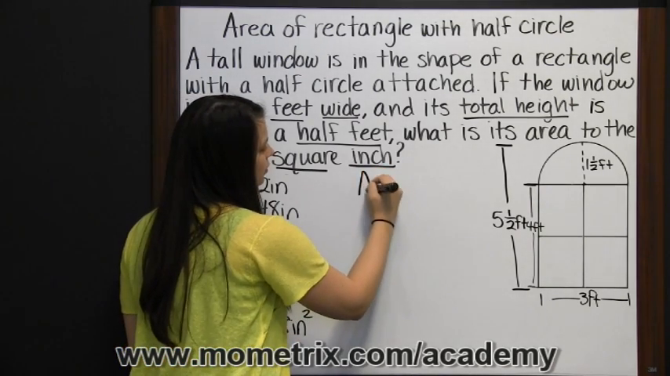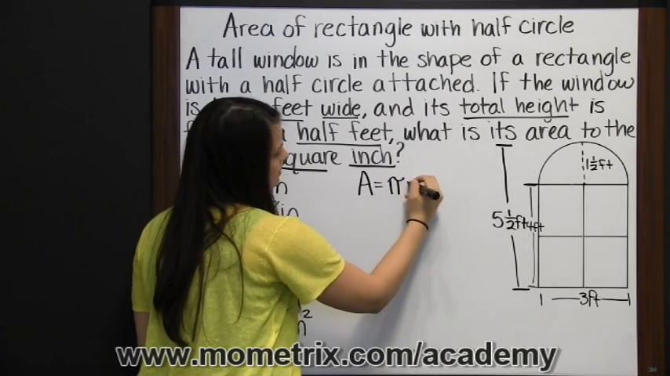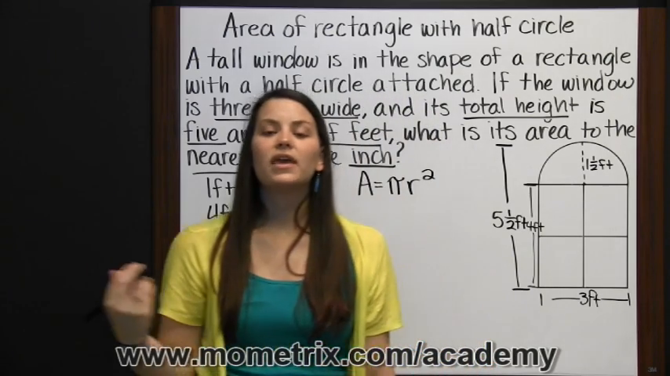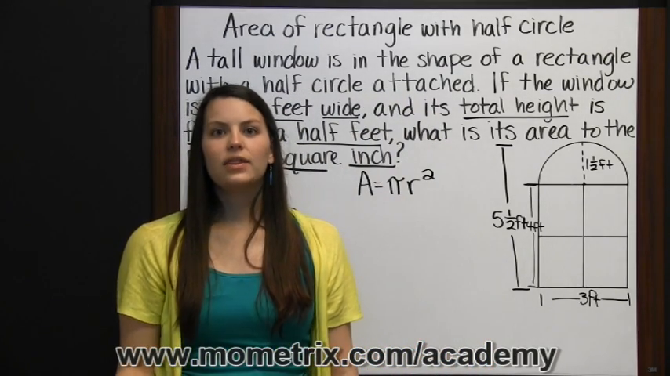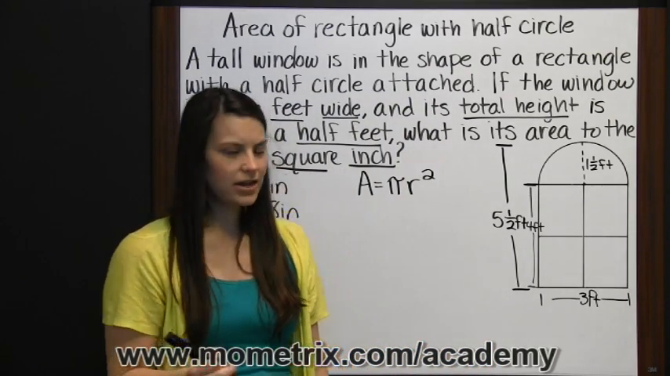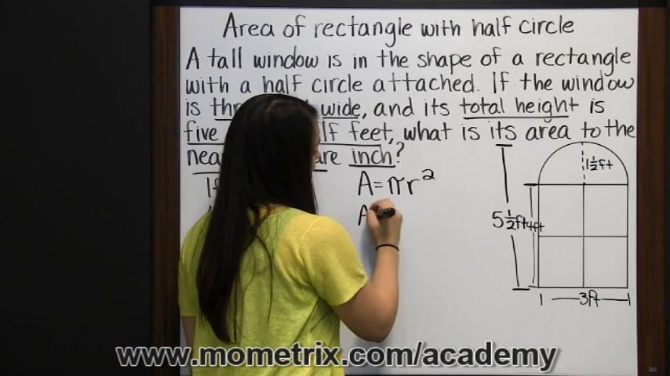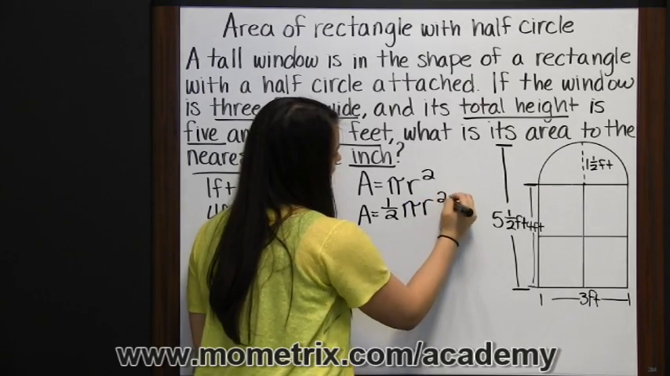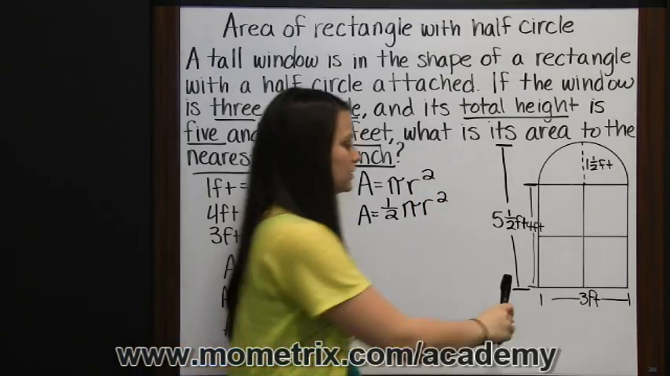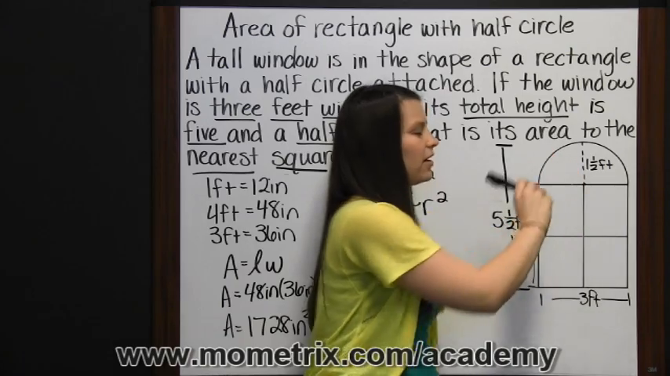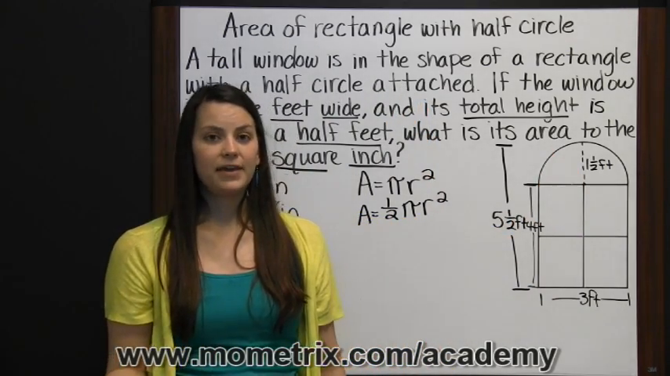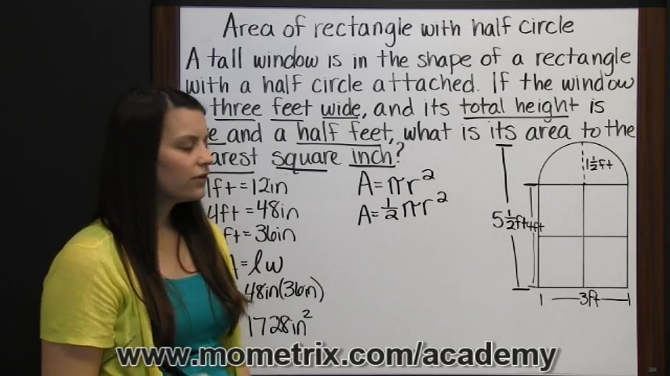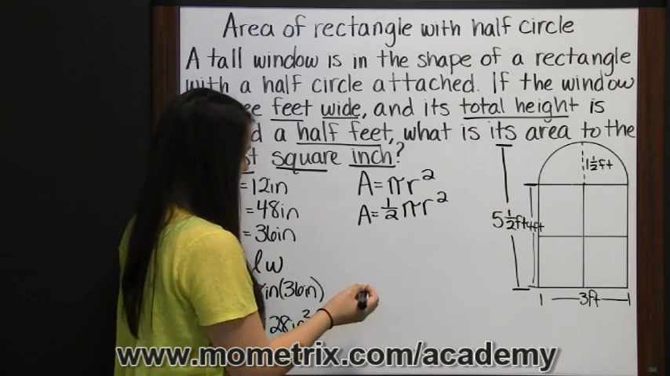The area of a circle is pi times radius squared. But this is not a complete circle. It's only half of a circle. Therefore, it has half of the area of a circle. So the area of this semicircle is half times pi times the radius squared. And since our diameter is 3 feet, we talked about the fact that our radius is 1.5 feet. But again, we need our area to the nearest square inch, so we need to convert 1.5 feet into inches.